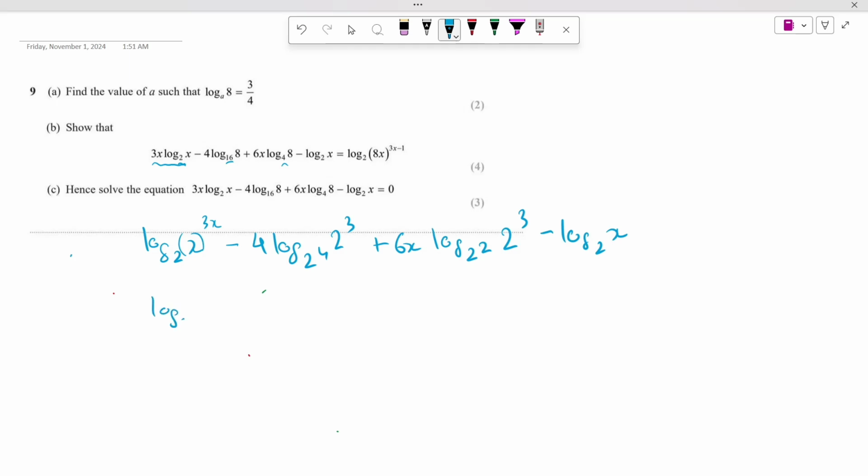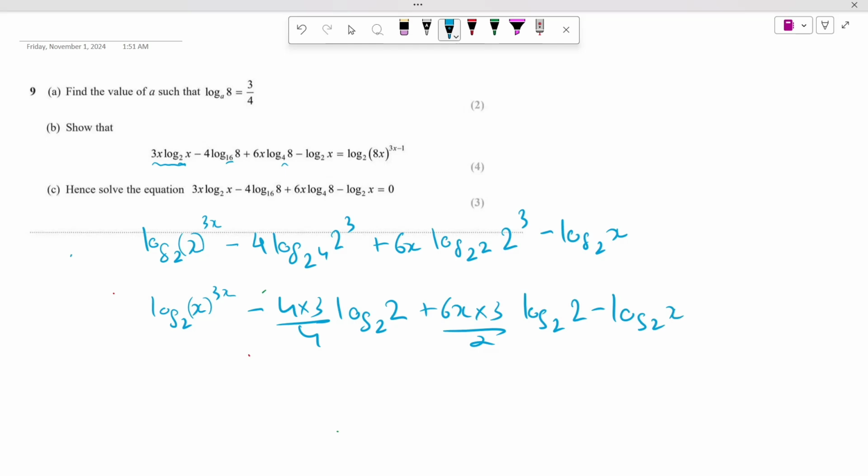So this is nothing but log 2 x to the power 3x. This will not change, and this would become 4 into 3 upon 4, and log 2 2. This would be 6x into 3 upon 2 log 2 2, and this is log 2x. So we have to prove that this is 0. So yes, we can easily prove this. We'll just arrive in a couple of seconds.